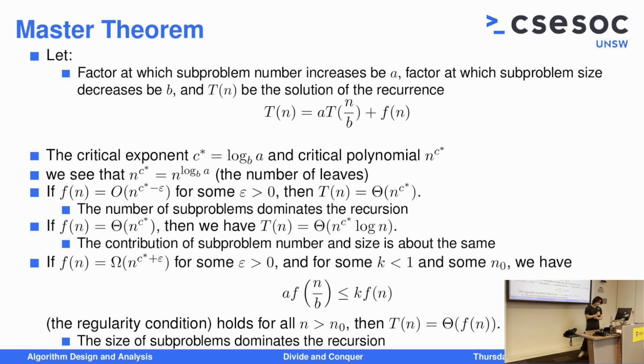And in the third case, we have f(n) equals big omega of n to the critical exponent plus some epsilon, and for some k less than 1 and some n naught, we have that a f(n/b) is less than or equal to k f(n). So this regularity condition holds for all n greater than n naught, and T(n) is equal to big theta of f(n). And in this case, the size of the subproblems dominates the recursion. Okay?